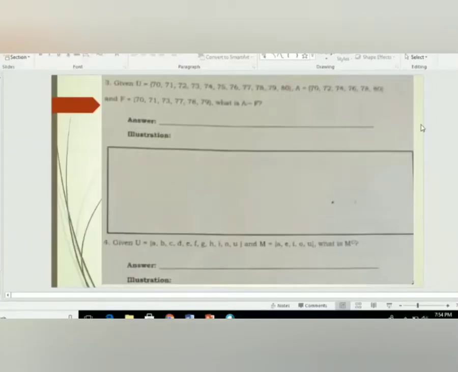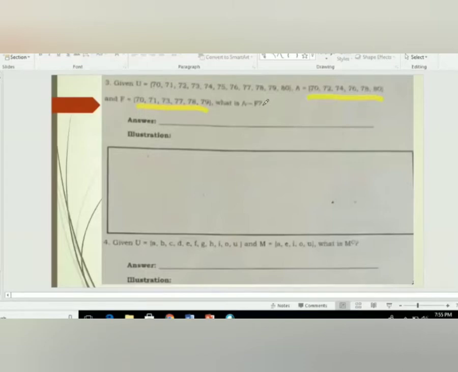Okay, so let us now continue with number 3. Our number 3 example is a problem involving subtraction of sets. So the question is, what is A minus F given the universal set? Okay, got that. And then set A is composed of 70, 72, 74, 76, 78, 80. Set F, question, what is the subtraction of the sets A minus F?